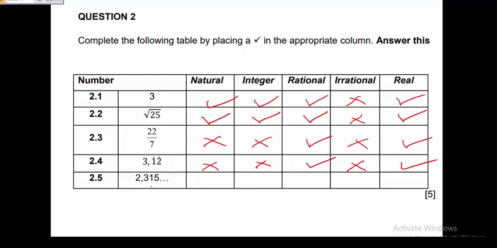Now, let's look at this next question, which is 2,315. Now, again, this is not a natural number. It's not an integer. It's not a rational number as well because there's no order in the decimals. Right now, I'm going to then have to tick that it's an irrational number. It's also a real number. It's not a rational number though. So this is what you have.